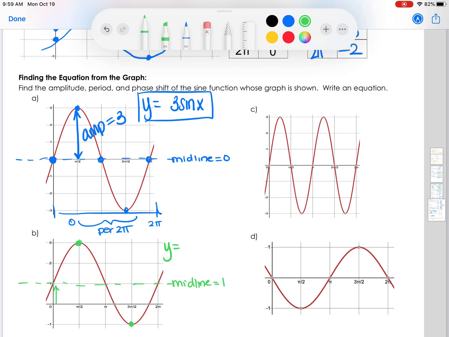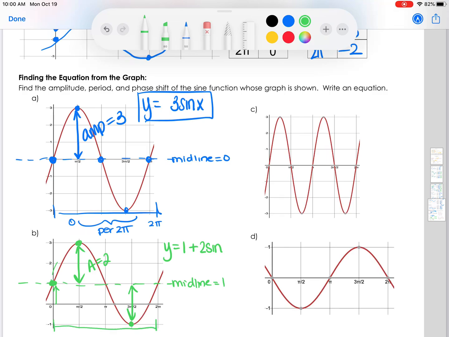Okay. So I know that at some point I'm going to be adding 1. You could do it in front or you could do it at the end. It's really up to you. I'm going to do it in the front. I notice that from my midline, I am going up first, so it's going to be a positive sign. But I do notice that it's an amplitude of 2. So A is going to equal 2 here.